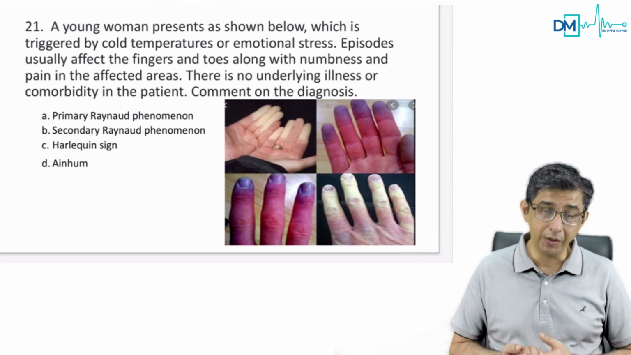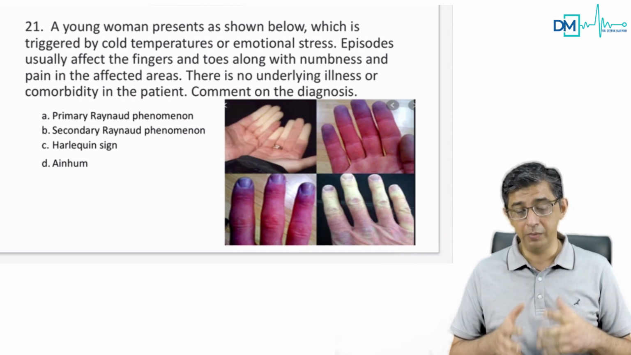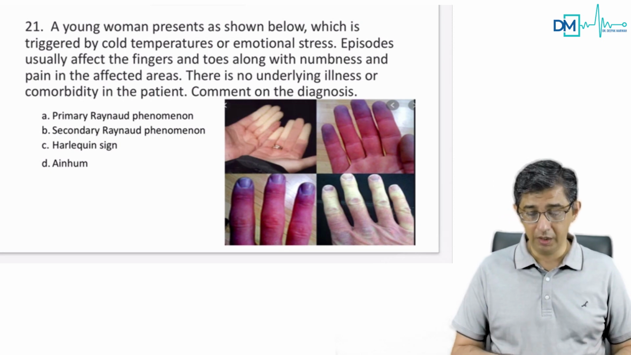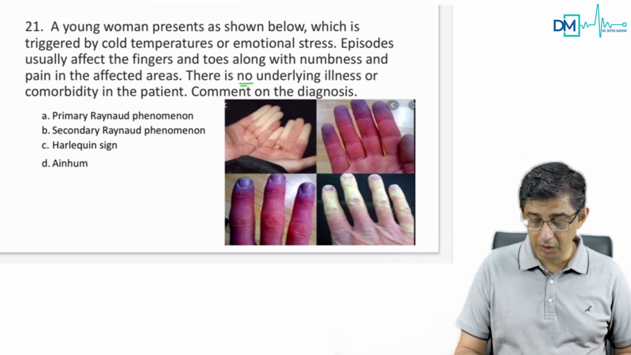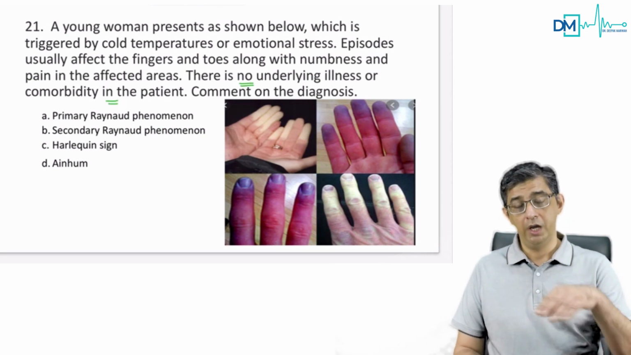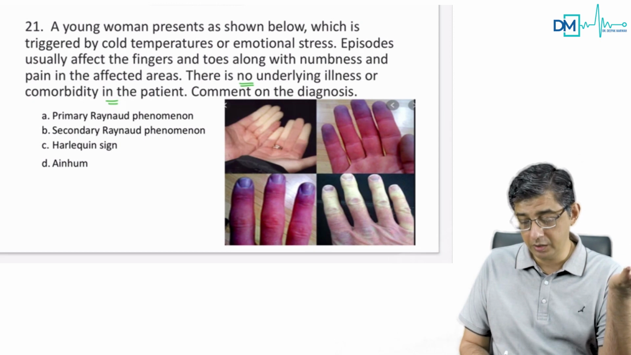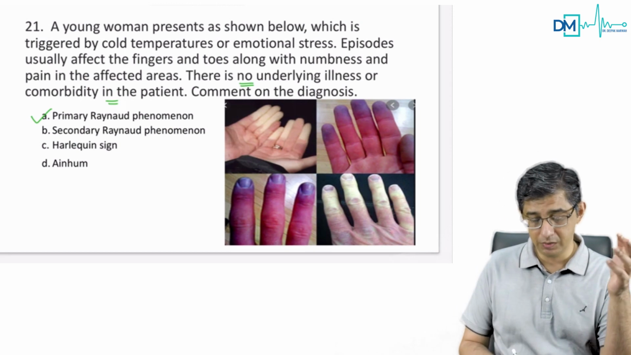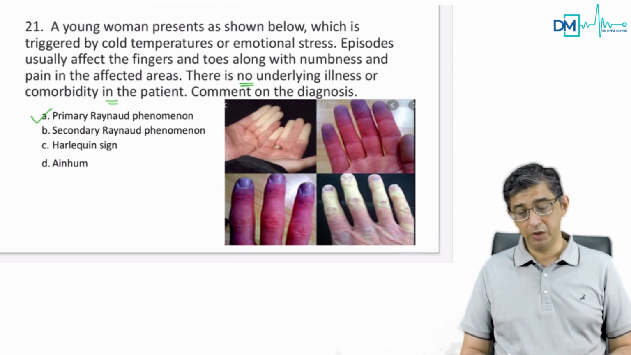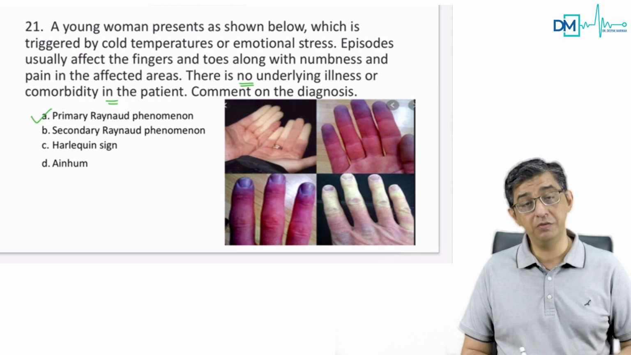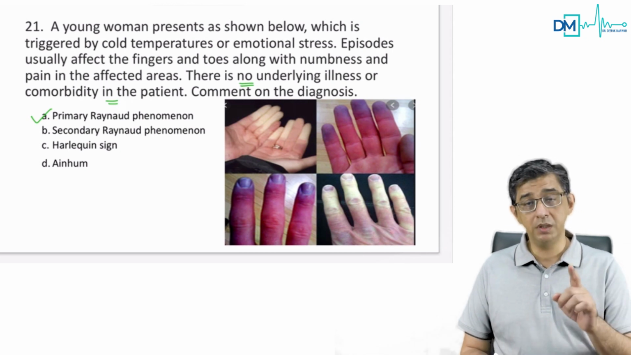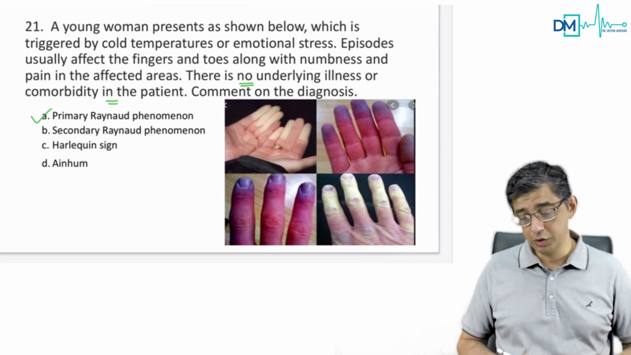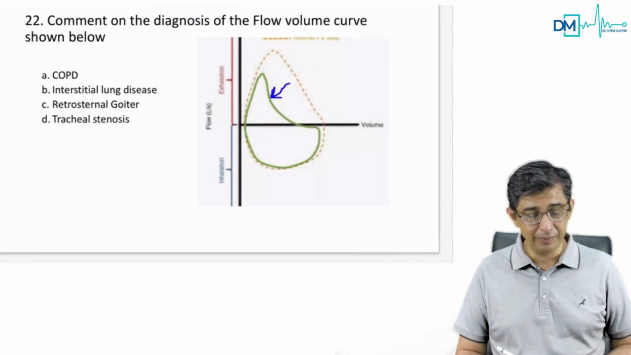Now, is it primary, is it secondary? The bottom line is that when it comes to primary, it is idiopathic. If it is secondary, that means there should be some connective tissue disorder. He has written here, there is no underlying illness, there is no comorbidity in the patient. If there is no underlying illness or comorbidity, it cannot be secondary, it would be a primary Raynaud's phenomenon. So the answer to this question is alpha. Harlequin sign is what you see with pediatrics, and Ainhum is a feature in Ballian love. In fact, Ainhum is a gangrene of the toes that is seen in Negroes, right? So this is anyway not gangrene, this is Raynaud's phenomenon. So the answer to this question is alpha.